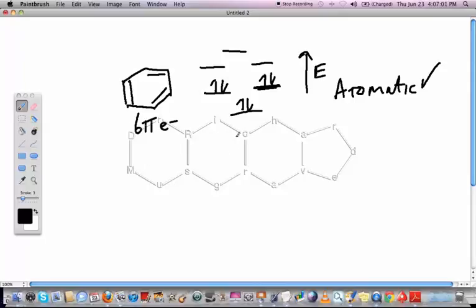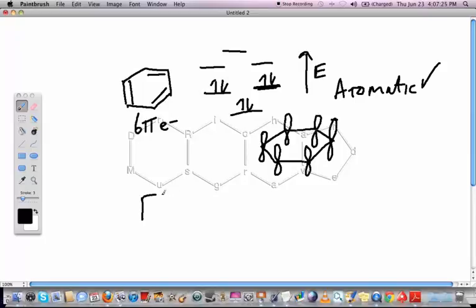And just to clarify what I mean by flat or planar in this instance, when I draw the p orbitals in, you'll see that they all overlap. And it's because the ring is completely flat. It's not like it's bent anywhere. All those p orbitals have the occasion to overlap each other.